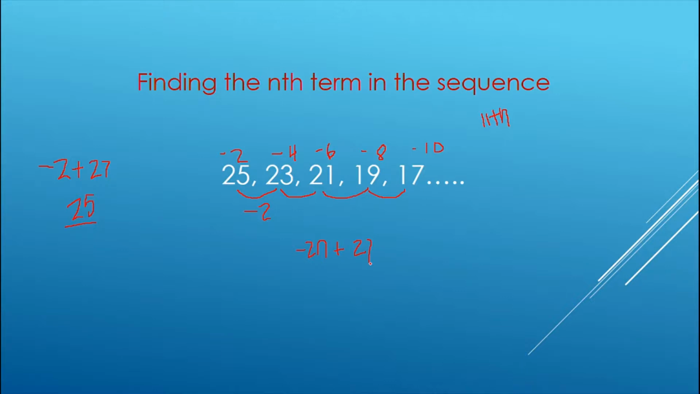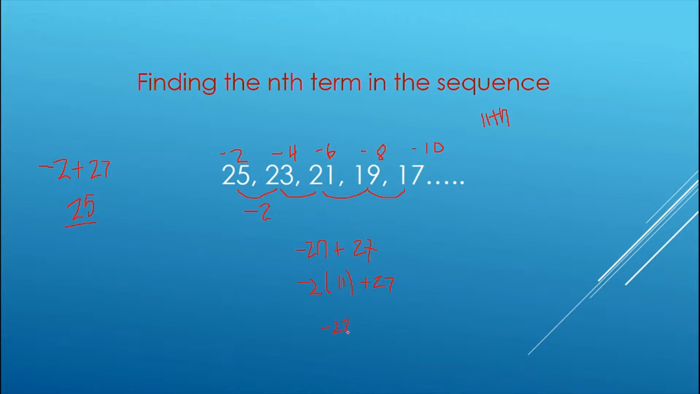Okay, now the next thing that we were going to do is find what is the 11th term. So just substitute the following: negative 2 times the 11th term, plus 27. Okay, so negative 2 times 11, the answer is negative 22.